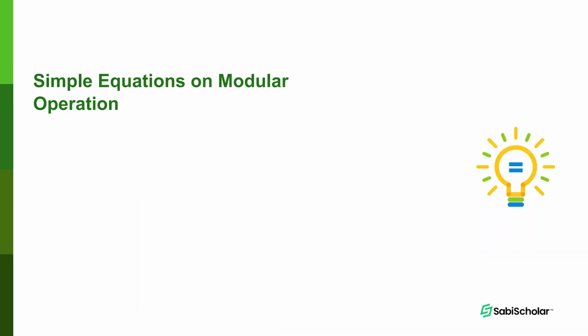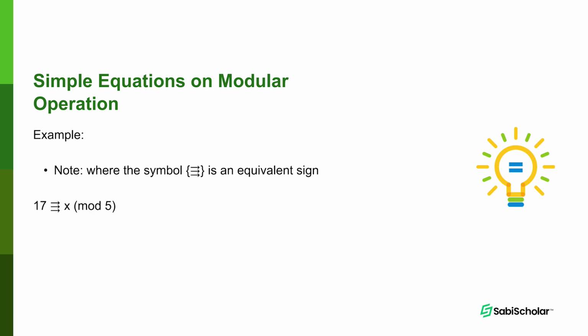So let's now perform some simple operations in modular arithmetic. If you want to solve 17 is equivalent to x in mod 5, that's just simple, right? You're trying to find the value of 17 in mod 5. That's the meaning. It means you're just trying to find the value of x. To do that, you can say 17 is 5 plus 5 plus 5, then plus 2.